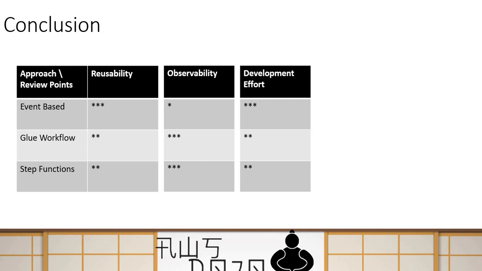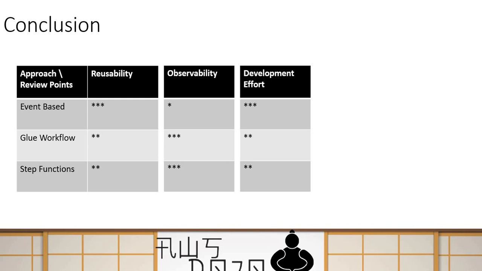In case of Glue workflow and Step Function, there's no upfront development here, but for all the pipelines, you have to anyway create the Glue job and crawlers, and then you have to do the configuration of putting them together in a workflow. So overall, you will find that your event-based mechanism has a little more development effort compared to Glue and Step Function. But Glue and Step Functions have almost the same type of development effort.